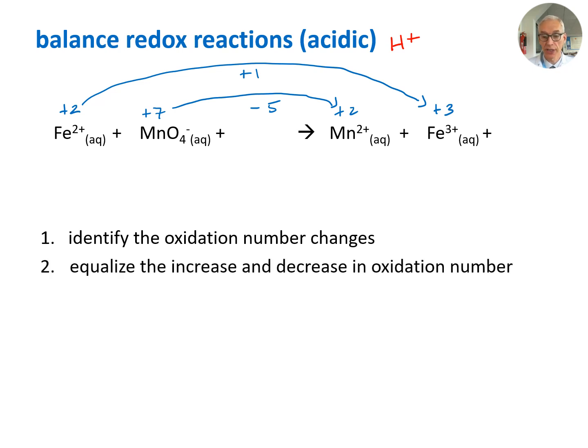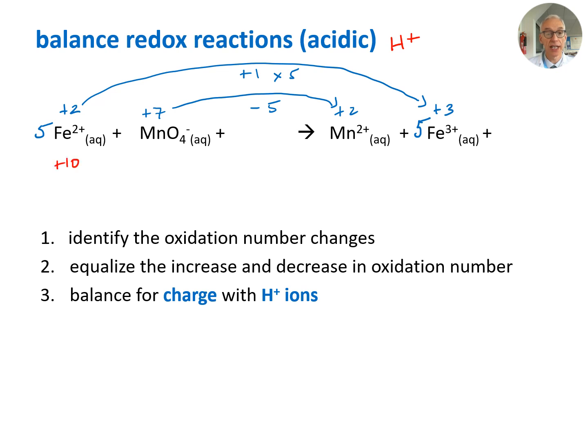I equalize the decrease and increase in oxidation number. I need to multiply the numbers of Fe2+ by 5. So I've equalized the increase and decrease. I now balance for charge with hydrogen ions. So I'm going to look at the overall charge on the left-hand side. I've got 5 plus 10 minus 1.